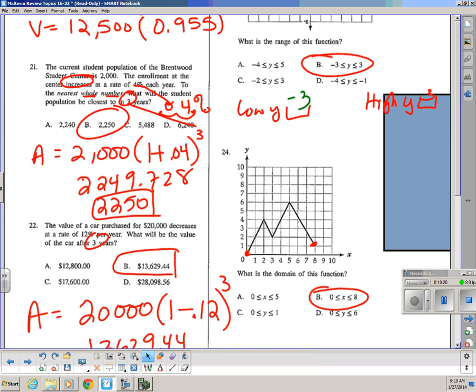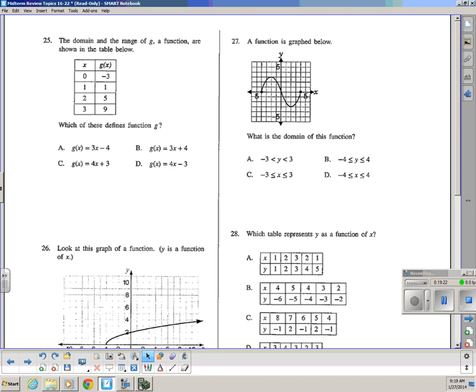Okay? Number 25. Domain and range of a function are shown in the table. Which of the following functions defines g? Well, we can look at this as a sequence. If I look at the y values, they're going up by 4. So I can almost think of this as a sequence. So I want to start off with g of x equals 4n. And notice, this is maybe the tricky part here.